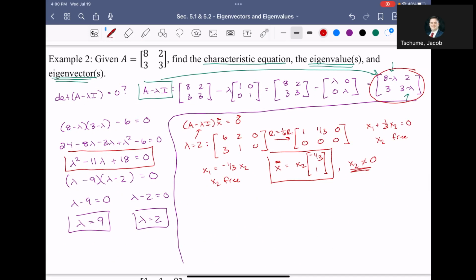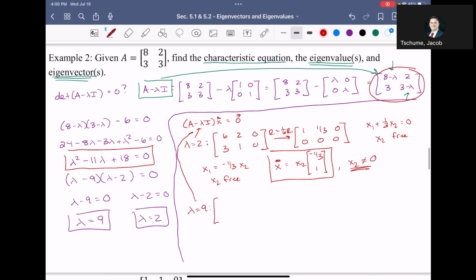Now, you have to do this again because every lambda has different eigenvectors. So down here below, I'm now going to move to lambda equals 9. That's the next one we found. Going back to my A minus lambda I matrix, we're going to let lambda be 9 this time. So 8 minus 9 is negative 1, then 2, 3, and 3 minus 9 is negative 6. And I'm going to stick the 0 on the end.